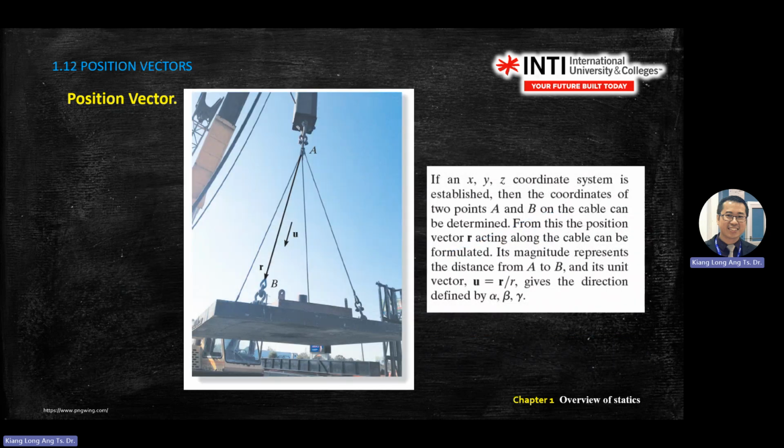Okay. So similar things like this. Position vector: when you lift up something, there's a connection cable there. There's a position cable in this one. Position vector is from A to B. There's an R there. Then there is a unit vector in that direction, for example.